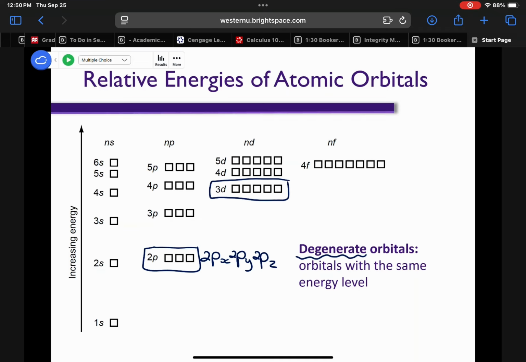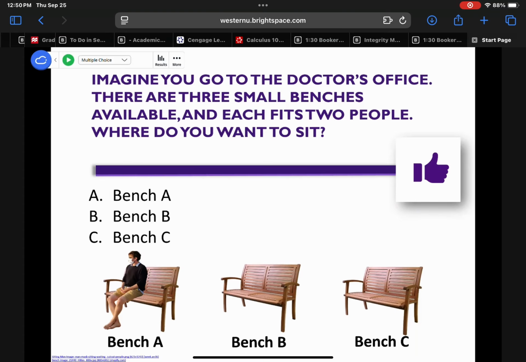They have the same energy level when they're in an atom all by itself. So how do we place electrons in these degenerate orbitals? Well, we're going to do a little thought experiment. Imagine you're going to the doctor's later today. And at the doctor's office, there are 3 benches, and each bench fits 2 people.